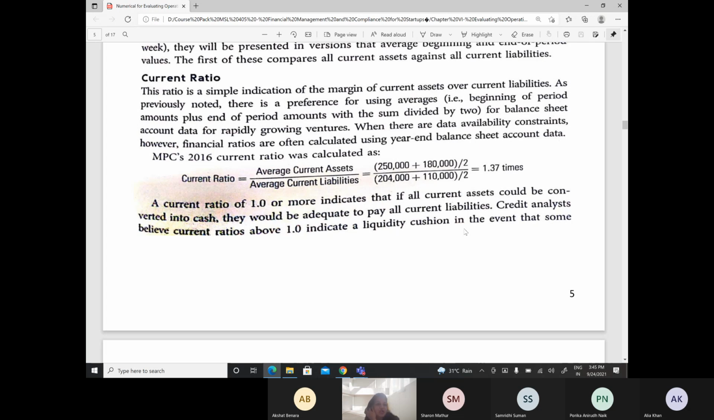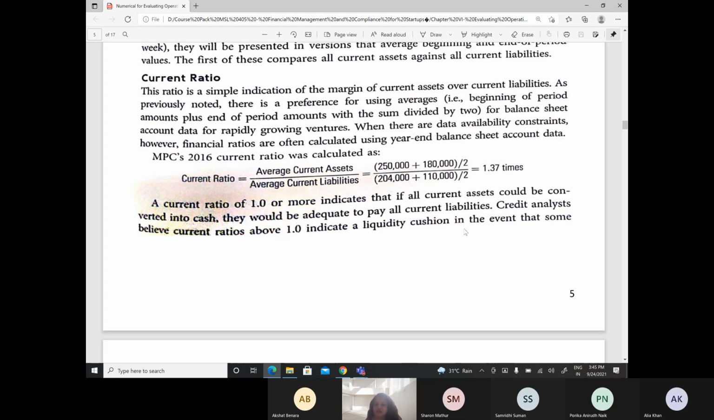So MPC's 2016 current ratio was calculated as average current assets upon average current liabilities, which is basically 250,000 plus 180,000, all the current assets, divided by 2, upon 204,000 plus 110,000, all the current liabilities, divided by 2, giving us a value of 1.37 times.